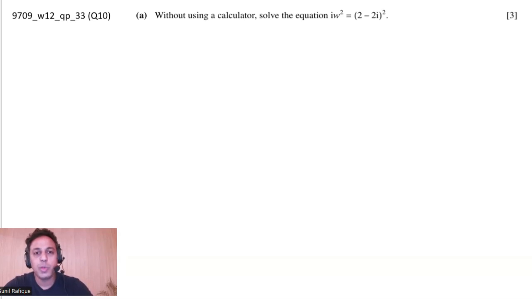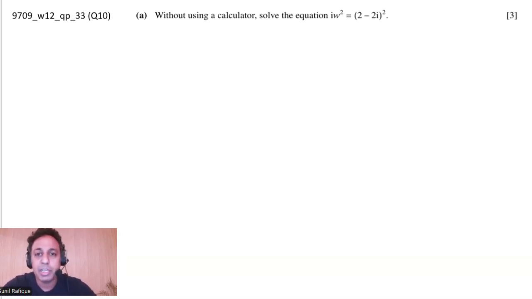Okay, so here we are. This is from Winter 12, question paper 3, and question 10 on that exam. Before we start, I really want to appreciate you people. If you are still here, that's awesome. Wonderful. Keep it up. Keep practicing. This is going to be a whole hour of complex numbers.